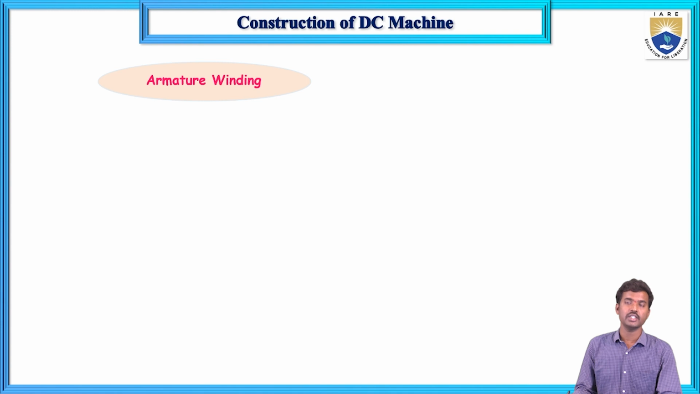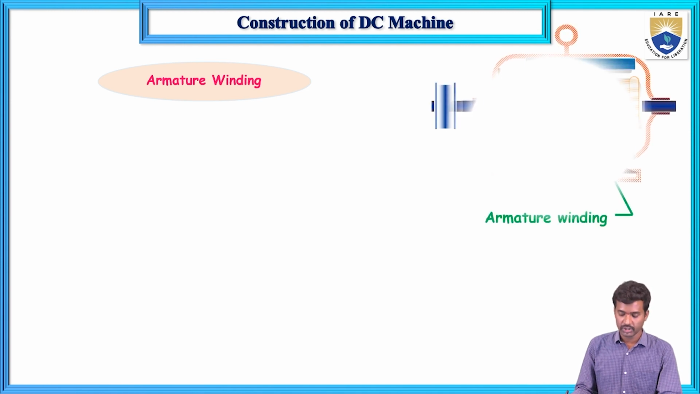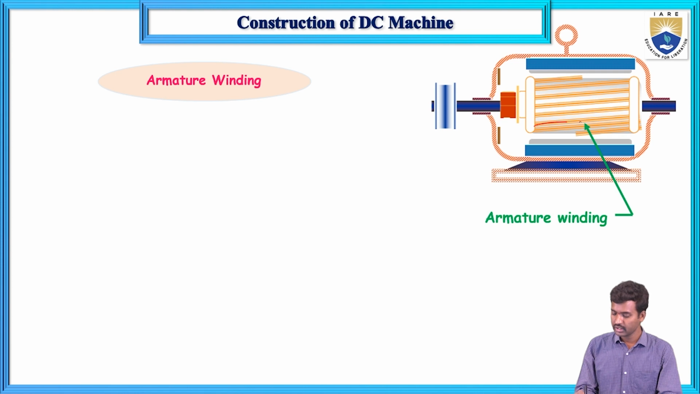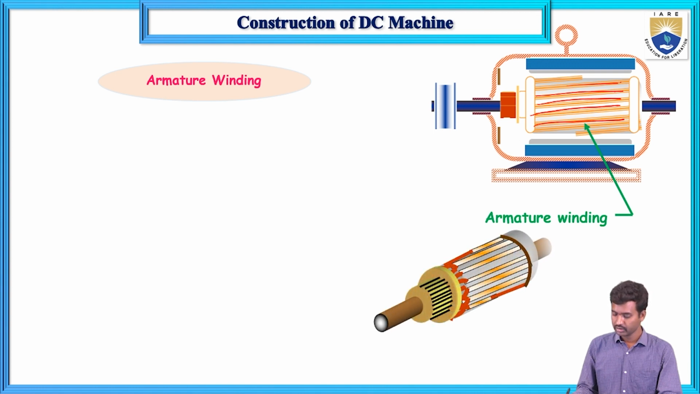Armature winding means the winding in which EMF will be developed when flux cuts the armature conductors, the rotating conductors, and EMF is induced. So that is the armature winding. Here these are the armature conductors, the armature winding. Now here this is the core, the real picture.